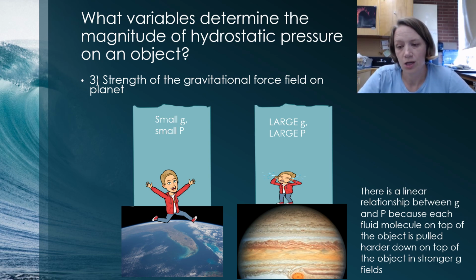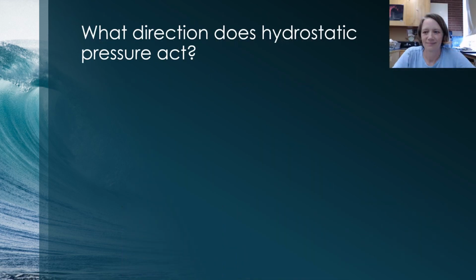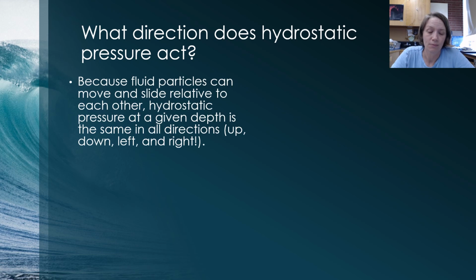So there's a linear relationship between g, which is the planet's gravitational force field, and the pressure, because each fluid molecule on top is pulled harder down when we have stronger gravitational fields. So one thing that's kind of different about hydrostatic pressure compared to, say, regular mechanical pressure, when we were talking about our hands pushing on things, has to do with the direction that hydrostatic pressure acts.